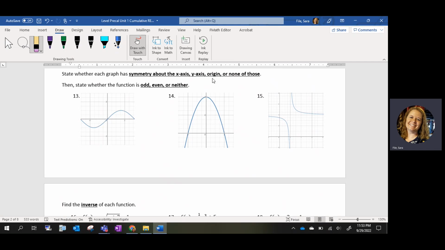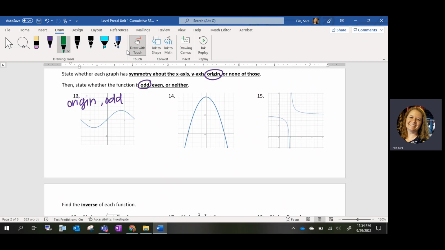Origin symmetry is the one that's rotational, saying if you rotate it about the origin, so you were to put your pencil down here on the origin to hold it down flat, and then you turn your paper 180 degrees, so upside down, does it look exactly the same as when it started? And this one actually would. Okay, so this one has origin symmetry, which if you remember, if it's symmetric about the origin, that means that it is an odd function. So this one has origin symmetry, so it's odd.